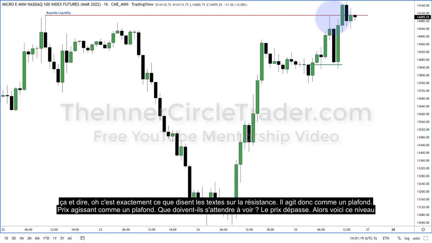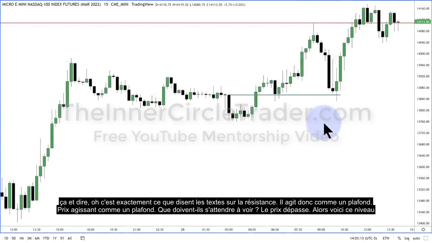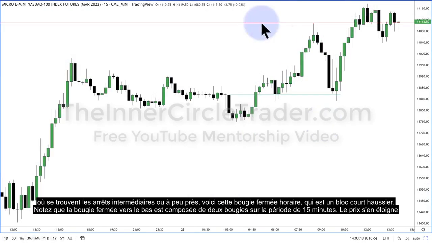Retail-minded traders are going to see that and say, oh, this is exactly what the textbooks say about resistance. So it's acting as a ceiling. Price acting like a ceiling. What should they expect to see price do? Go lower. So here's that level where the buy stops are.